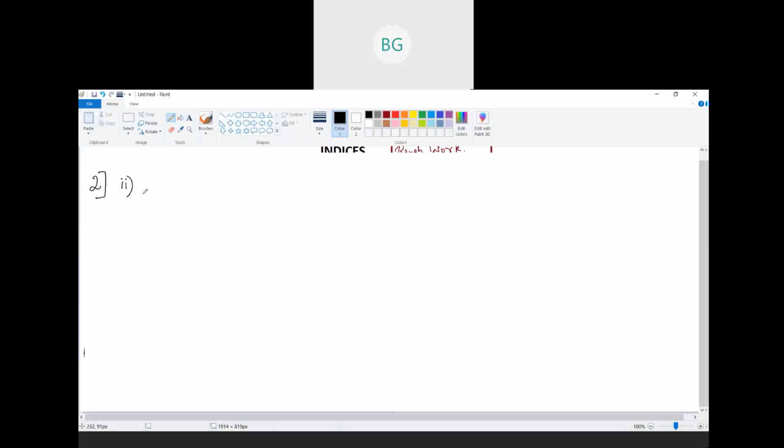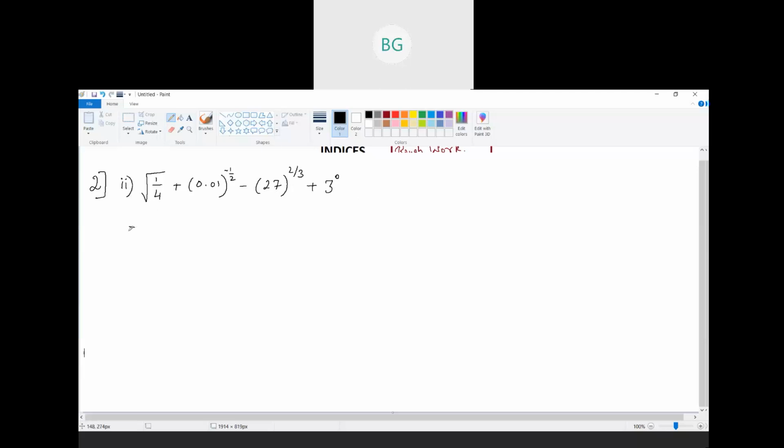Okay. So what we have? Root 1 by 4 plus 0.01 raised to minus 1 by 2 minus 27 raised to 2 by 3 plus 3 raised to 0. Now as we can see here, we have 4 terms. So what we have to do is, we have to go on simplifying each term first.